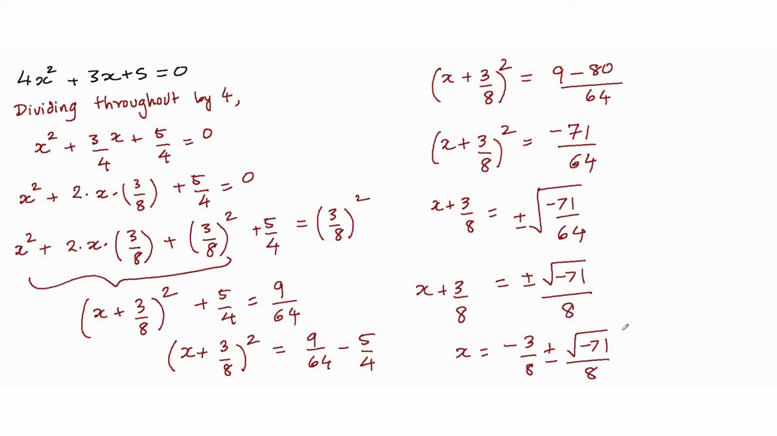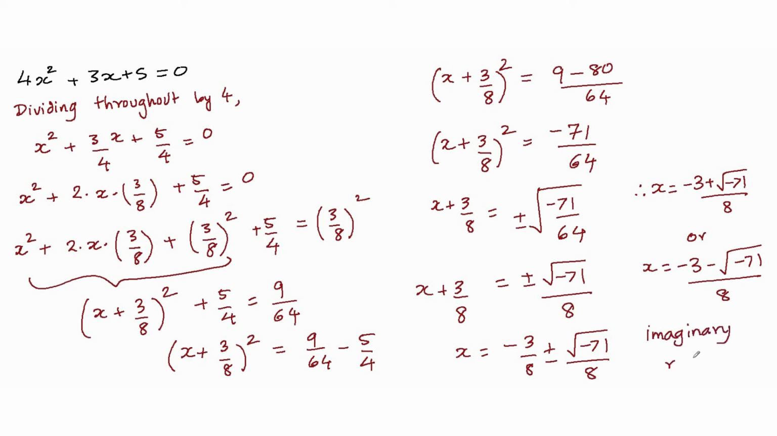You will notice that finding square root of negative numbers is not going to give you a real number. Such numbers are called complex numbers or imaginary numbers, which will be introduced to you in the further standards. Therefore, I can say that x is (minus 3 plus under root negative 71) by 8, or x is equal to (minus 3 minus under root negative 71) by 8. These roots are called imaginary roots because square root of negative 71 is an imaginary number. It's not a real number.